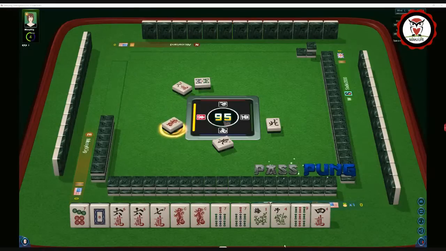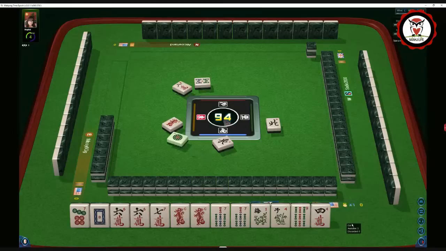Red dragon. Oh yeah, we're gonna pass. We can't take that anyhow. 1 dot can go. So we just need to draw until we get to a decision point here. We can't call anything because we may be playing a concealed hand.